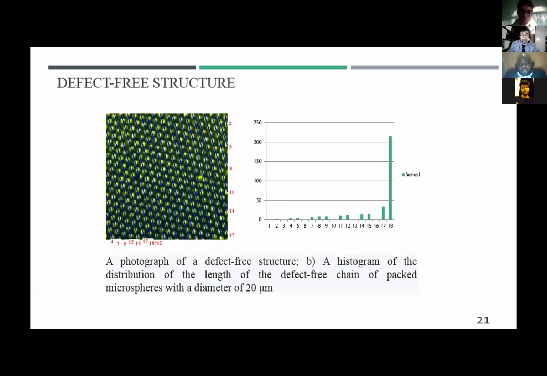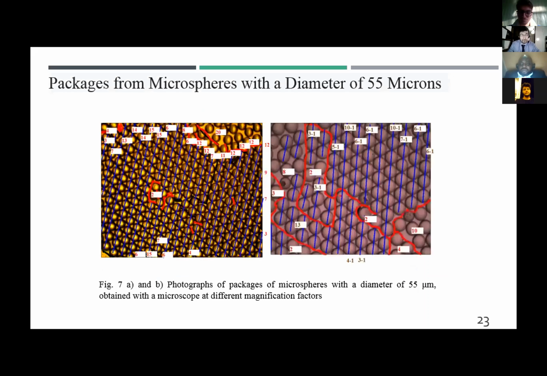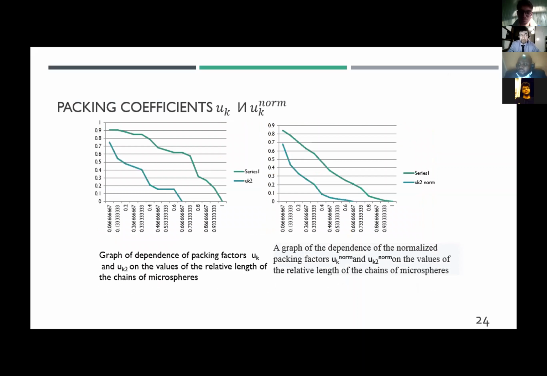So, on this slide here, we see the example. We represent the ideal packing and show the calculated values of the flawless packing factors here. The next slide represents the example of photos of photonic crystals with diameters of 55 microns. And here, the next slide represents the packing coefficients.